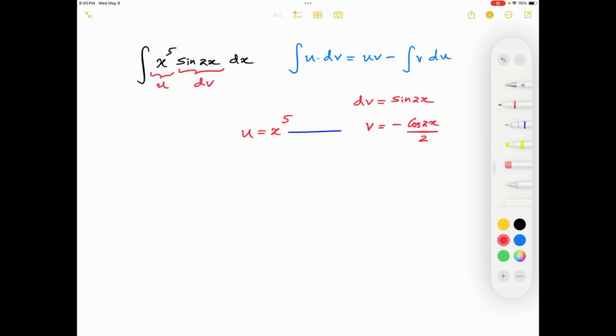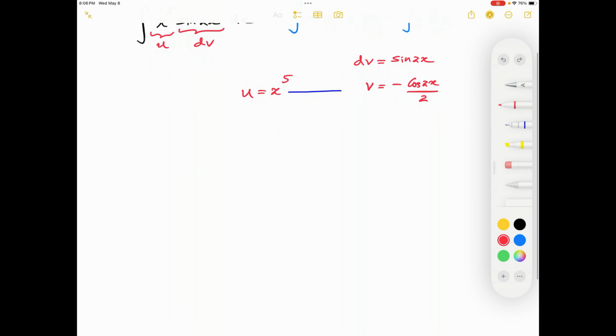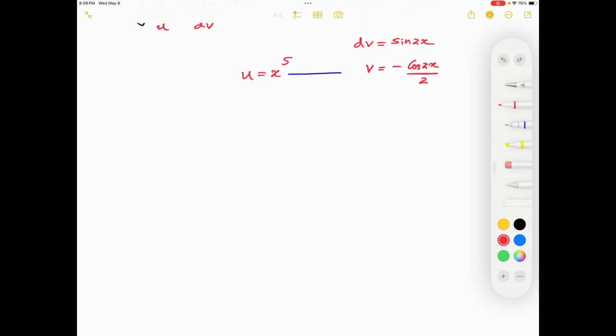After this step, we start differentiating the function that was labeled as u. We keep differentiating that function until we obtain a constant. Let me start differentiating the function u. Let me write down the first derivative as u superscript 1. It will be equal to 5x to the fourth power, which is not a constant, therefore I need to differentiate again. Let me write it down as u superscript 2, the second derivative of u. It will be equal to 20x cubed.